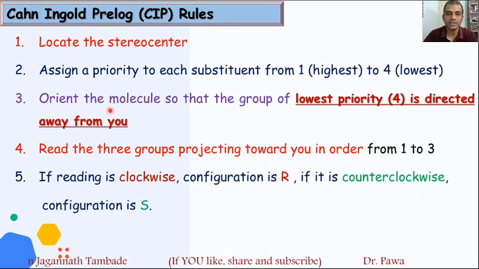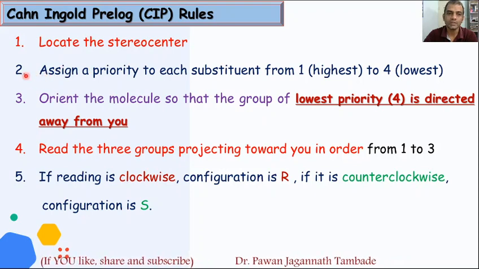Then the fourth rule is to treat the three groups projecting towards the observer, that is 1, 2, 3. Lastly, if the reading of groups 1, 2, 3 is clockwise, then that molecule is said to have R configuration. And if the reading of groups 1, 2, 3 is anti-clockwise, then the molecule is said to have S configuration. So these are the rules which we need to follow to name an enantiomer according to the RS system of nomenclature.